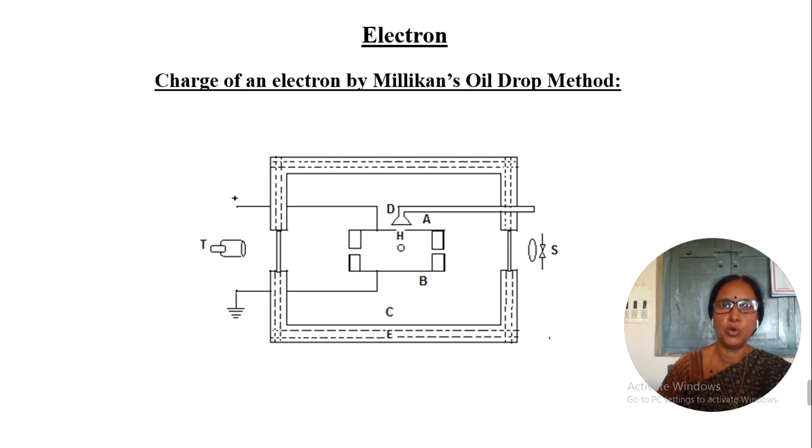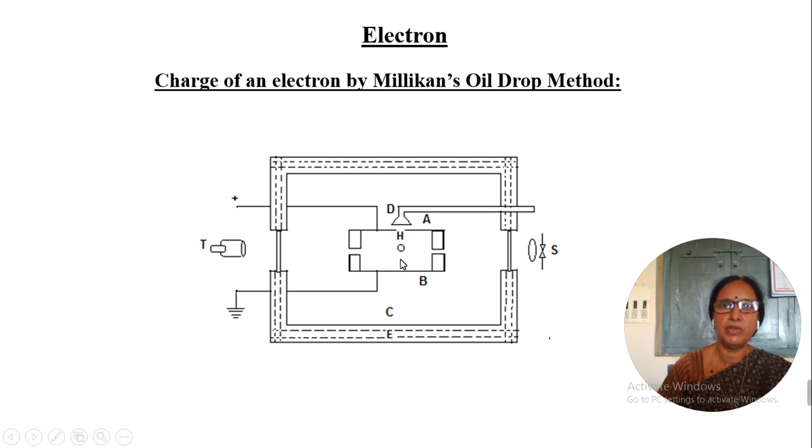Now we shall move on to the theory of the experiment. That is, we have to obtain an expression for the charge of the electron, that is the value of e, mathematically. For that we have to consider a single drop for our observation. When the single drop is observed with the telescope here, the drop starts descending due to the force of gravity.